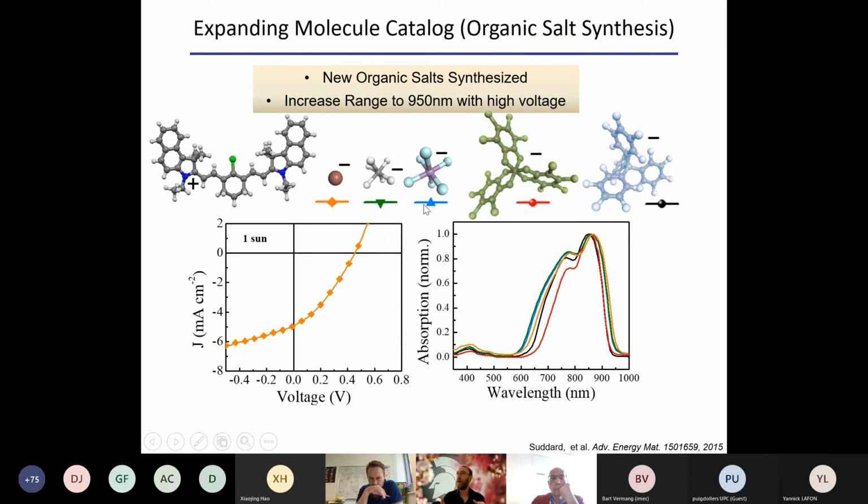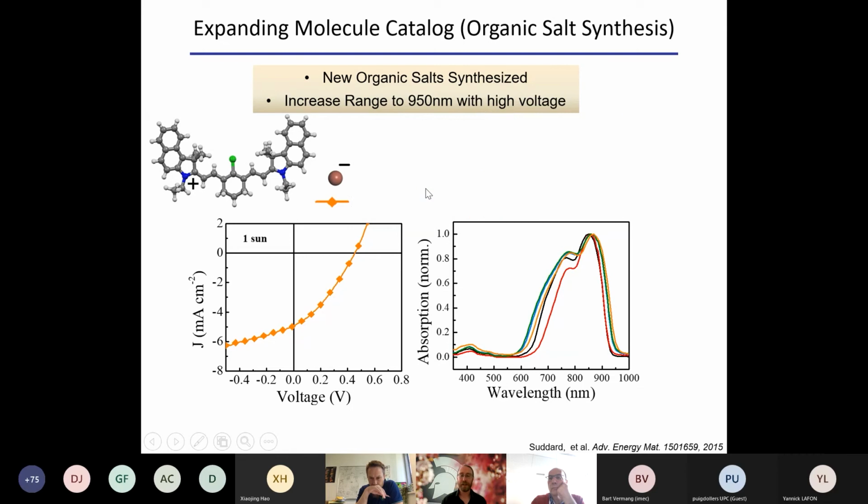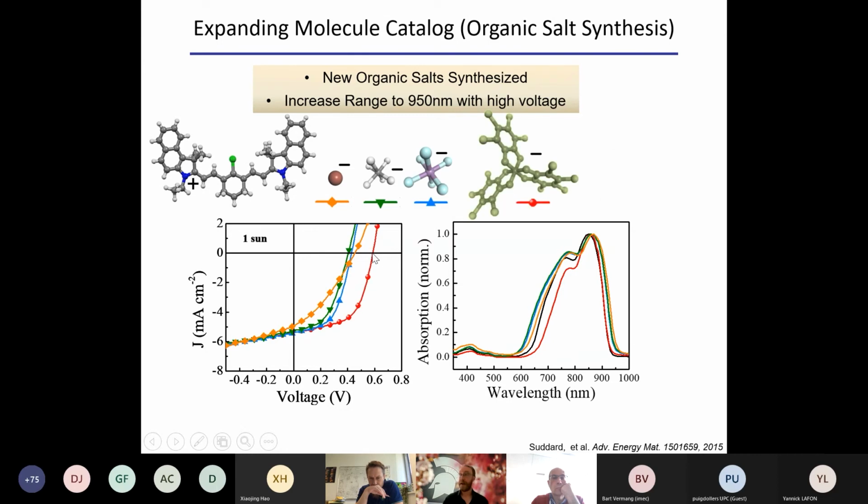And we thought we might start lowering the photocurrent because we might make it harder for hopping. But what we found was actually very surprising. We started to go to these weakly coordinating counterions, and we started to get better fill factor, and then better voltage, and better voltage, and better voltage. And in fact, our photocurrent didn't reduce at all. It actually went up, if anything.